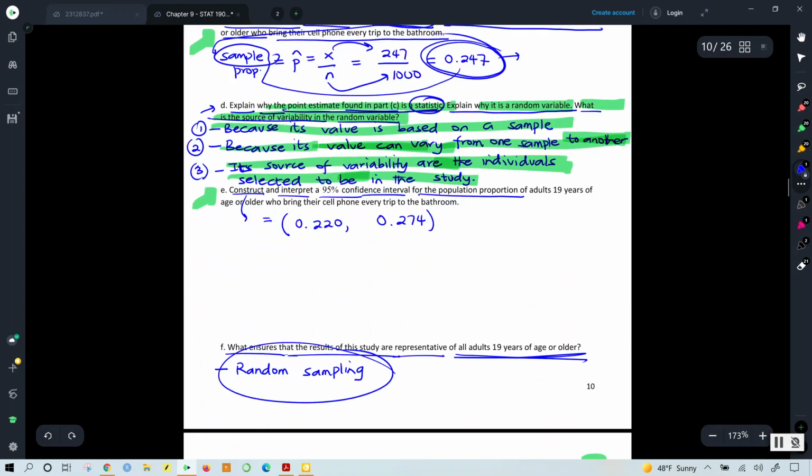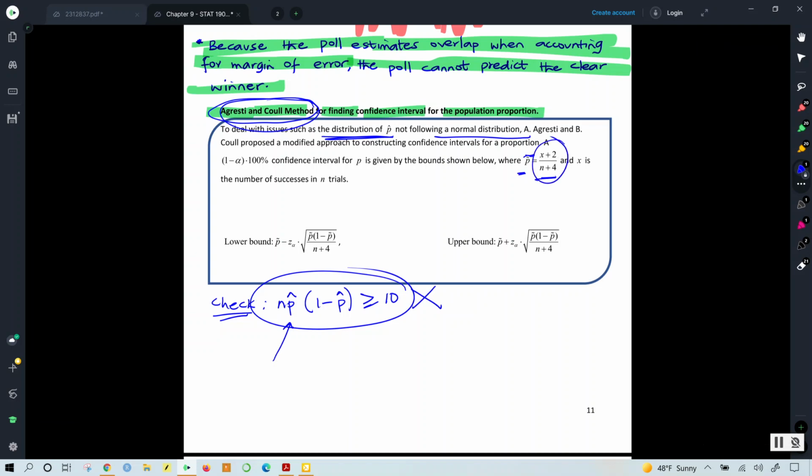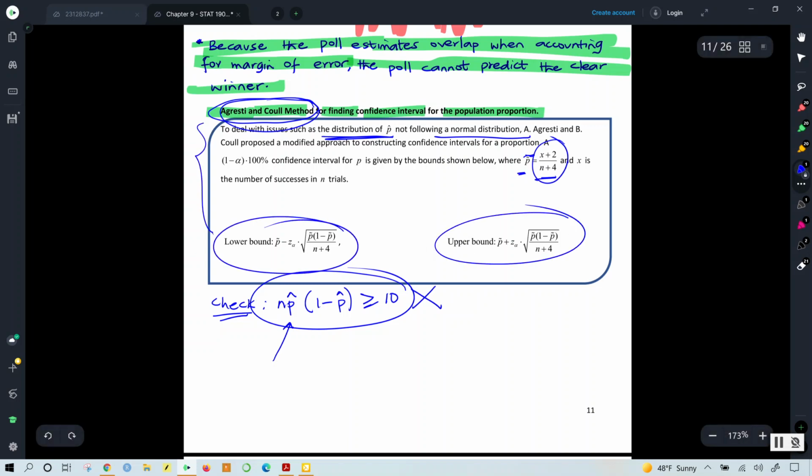So back to this page. What do we do when that condition is not met? Agresti and Coull proposed a different method that does not require that this condition be met. Rather than use p hat, they use p tilde, and they adjusted the formula here. Rather than read all of this to you, I will go ahead and show an example of how to use this and when, in particular, to use this.